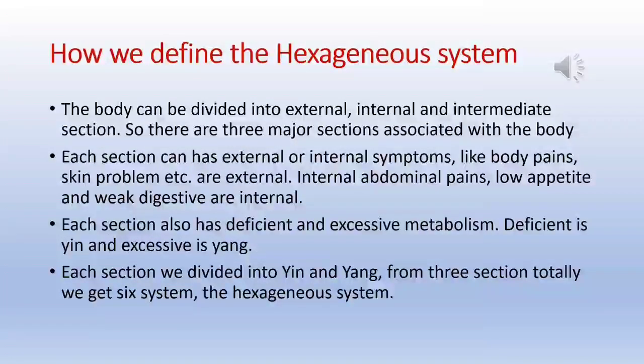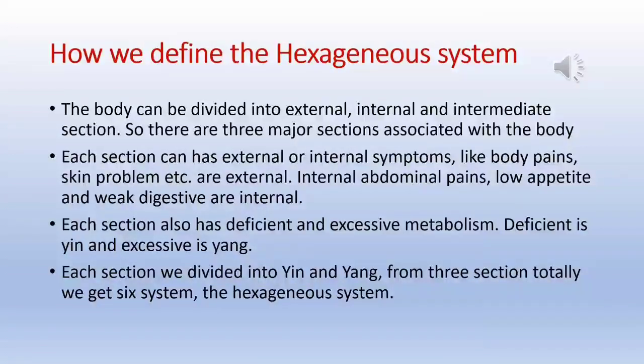Now, how do we define the hexageneous system? The body can be divided into external, internal, and something intermediate. So these are the three levels of the body, the three major sections associated with the body. Each section can have external or internal symptoms. Body pains and skin problems are external. Abdominal pains inside the body, low appetite or weak digestion are internal.